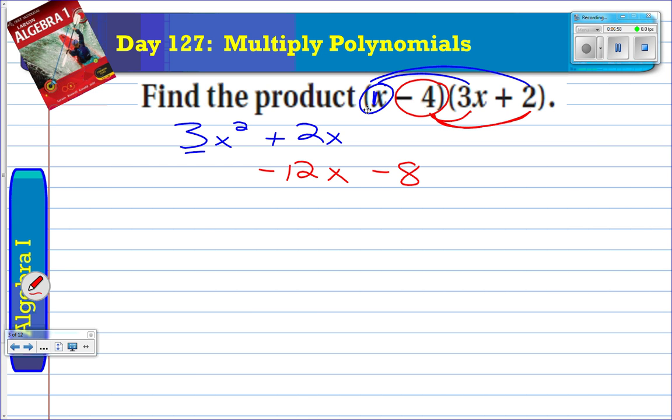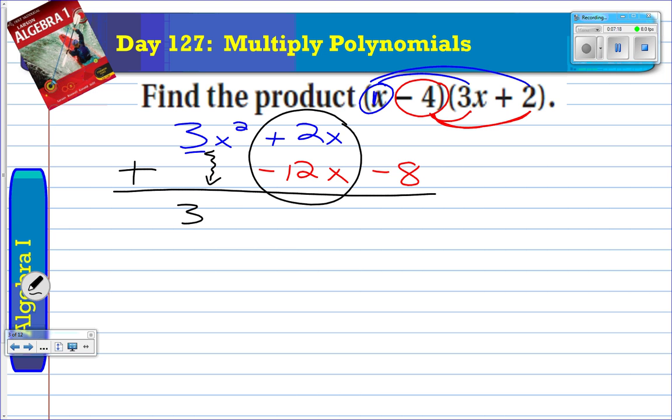The reason I wrote those like that, as I'm sure some of you have figured out, is I can write it as an addition problem. I have to combine my like terms. These are my like terms. So I just stacked them underneath the terms that were the same. I don't have another 3x squared or another x squared, so I just copy it down. But I do have 2x minus 12x, which is negative 10x. And there's nothing up here. That's like a 0. So I have 0 minus 8, which is negative 8.